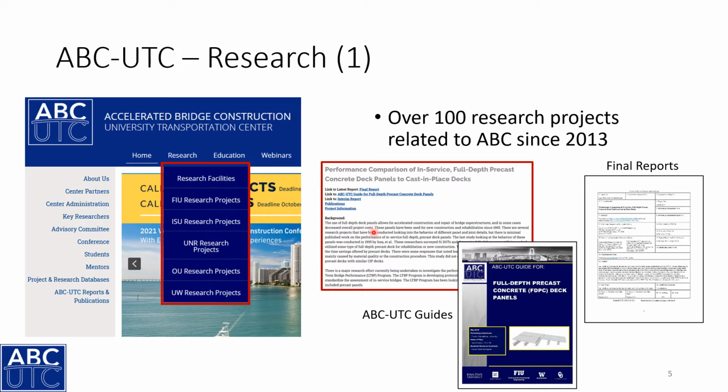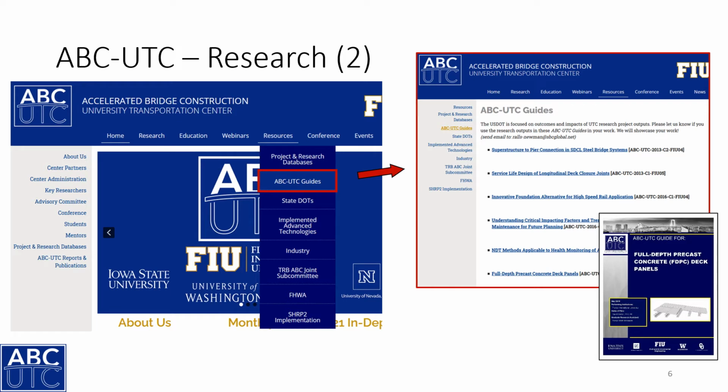And all the projects have a summary page where the completed projects will have final reports. The more recent projects completed in the last couple of years will all have ABC-UTC guides. And there are also links to other publications. And for more recent projects, even short summary videos. The ABC-UTC guides are also compiled under Resources and ABC-UTC Guides. Here you can see a list of all the ABC-UTC guides completed to date. And here's an example title page for one of those guides.